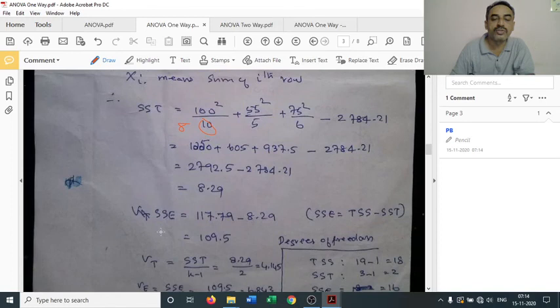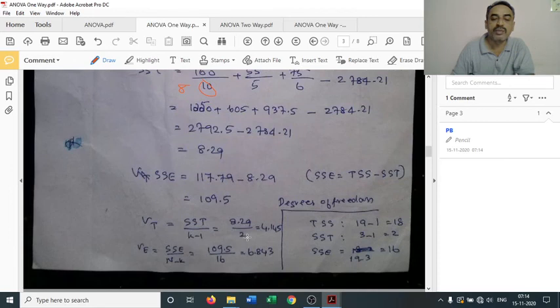Next is the sum of squares due to errors. The sum of squares due to errors is obtained by subtracting SST from TSS. That is, from the total sum of squares TSS, we subtract the sum of squares due to treatments SST, which gives 109.5. Next, we find the mean sum of squares by dividing those sums of squares by their respective degrees of freedom.